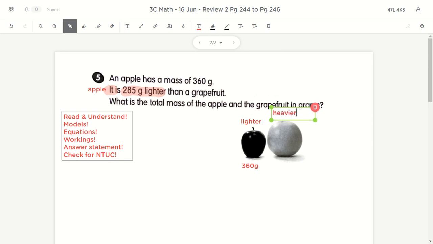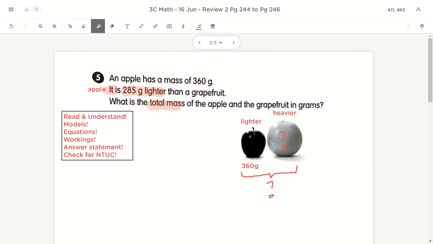Okay, grapefruit must be heavier, but I don't know how much the grapefruit is. What I want to find is the total mass of the apple and the grapefruit. Of course, first you need to find the grapefruit so that you can add them together. But I'm going to show you that if I draw a model, you can actually do this in one step only.